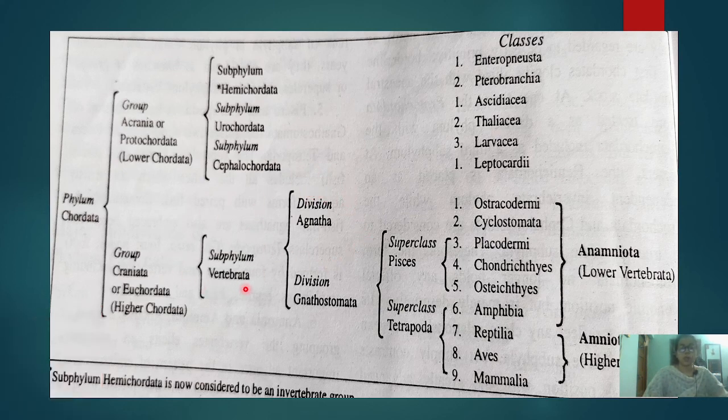So, the vertebrata is again divided into two parts, Agnatha and Gnathostomata, and Gnathostomata is further divided into the Pisces and Tetrapoda. But in this video, we will be focusing only on the Agnatha in detail. In the next part, we will be discussing Gnathostomata. So, let us begin with Agnatha.